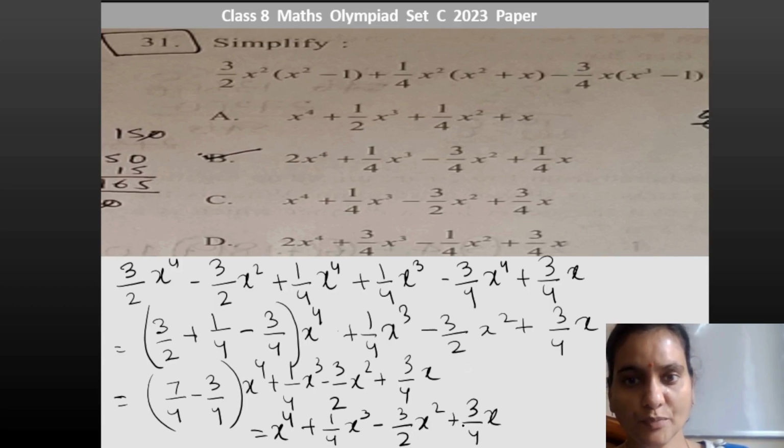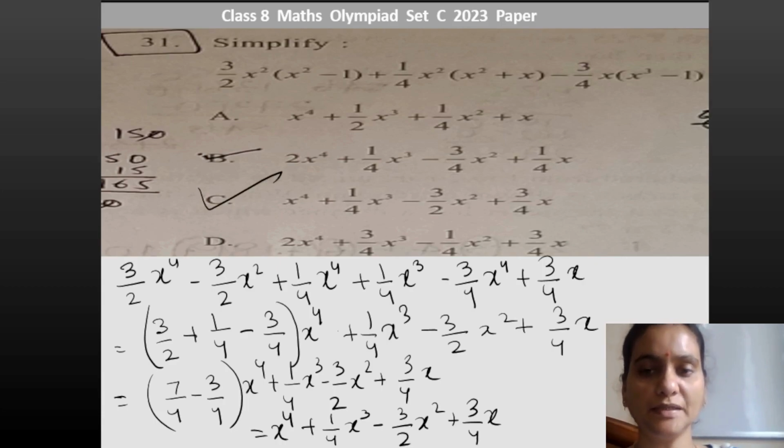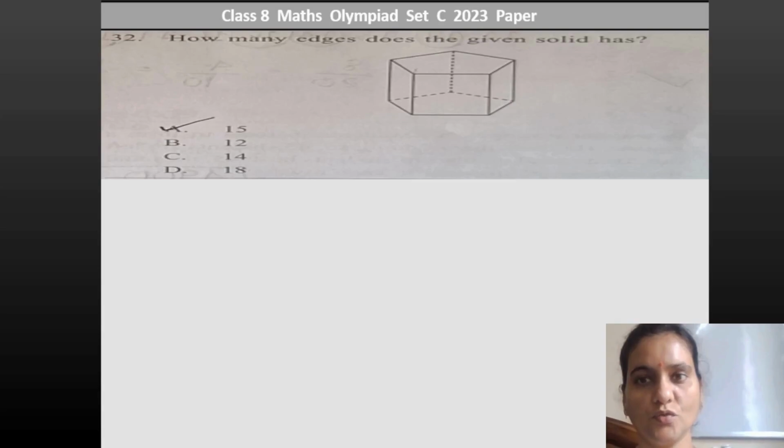Let's see which particular option has this value. That is option C. Option C is the correct answer for question number 31. Let's do question number 32.